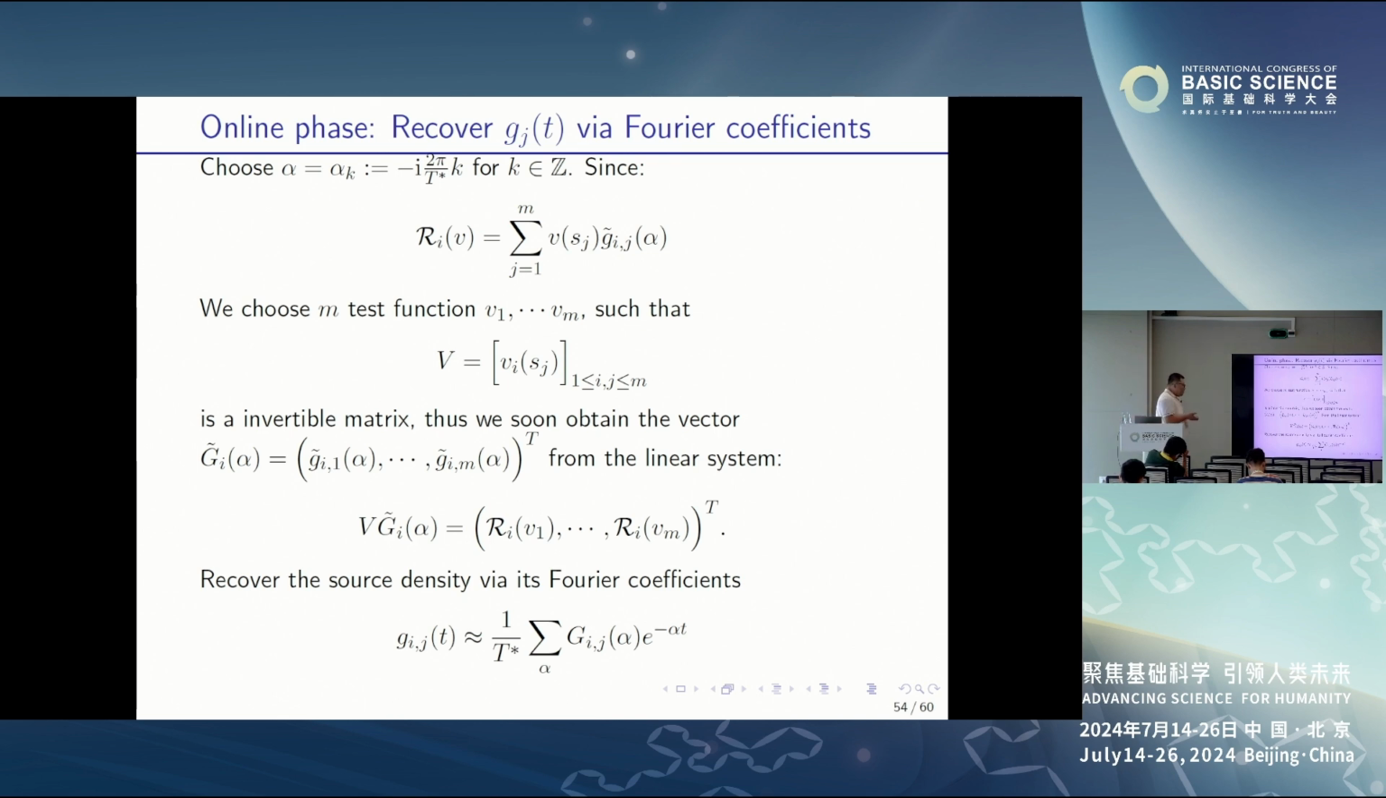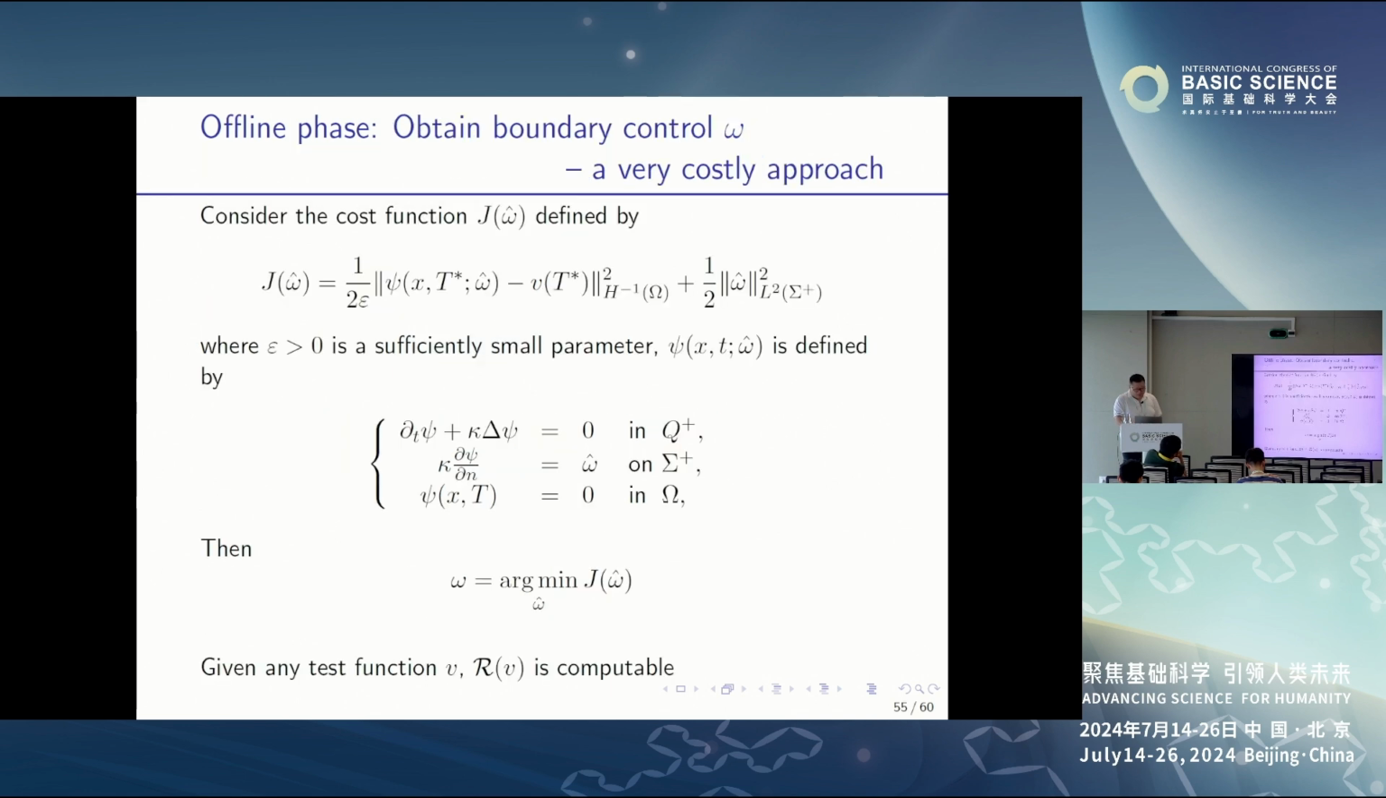And after we get those test functions, we can build RV. And then we can solve this small-scale optimization problem to find the locations. And we can find the intensity functions frequency by frequency. Once we have those projections, then we can use the Fourier modes to build the intensity function, just glue them together, and then we can have those intensity functions. So basically that's the idea.